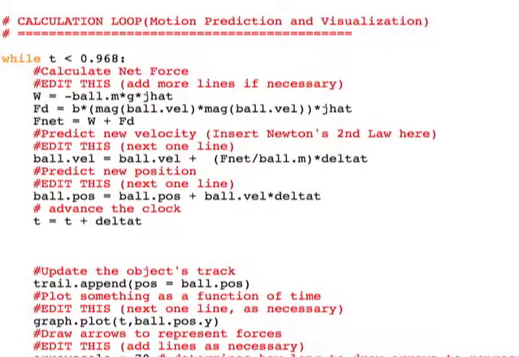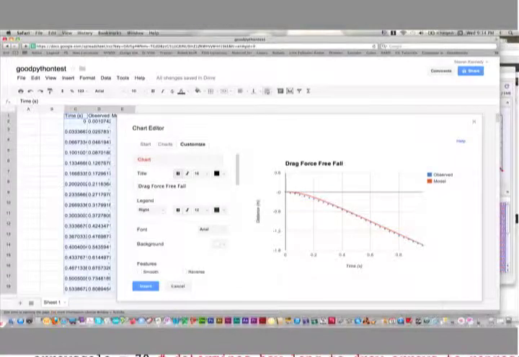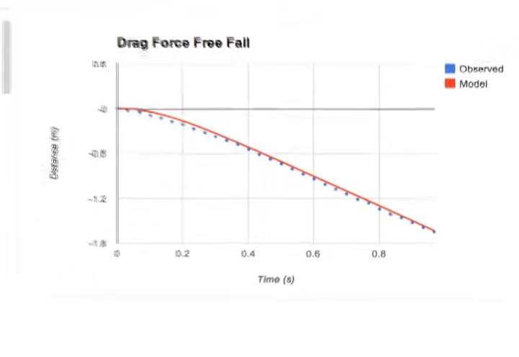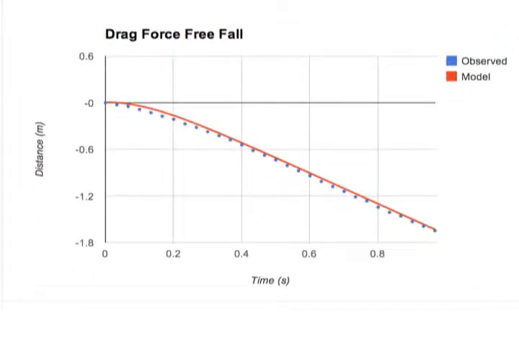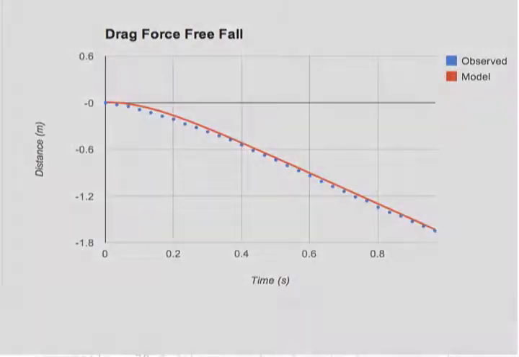In the while t loop, I entered the t value from Tracker of 0.968 seconds. That was the time it took the filters to fall. I modified the drag force to be equal to b times the magnitude of the ball's velocity to the power of 2 times j hat. When I compared the results from Tracker with the model results from VIDLE, they were very similar, mirroring the data that I had recorded on my video.